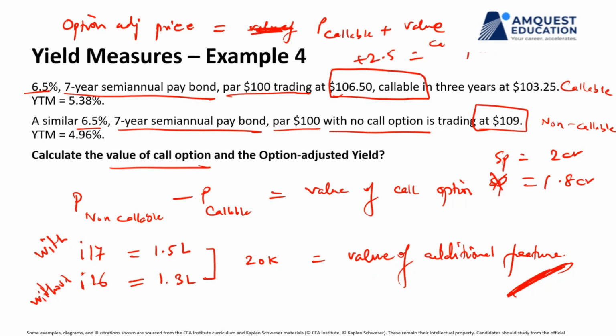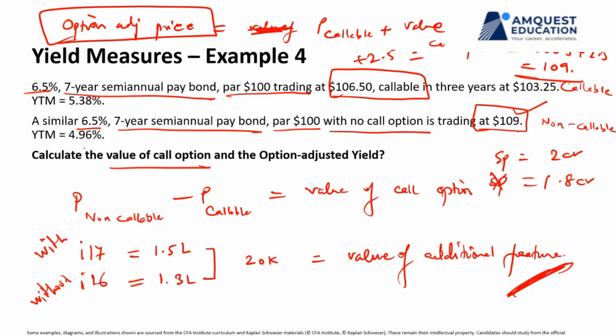So I'm going to say my price of callable bond is 106.5. Value of call option is 2.5, and therefore this becomes 109. So an option adjusted price is 109. Now what is an option adjusted price? This is the price of a bond if it had no call option. Okay. And if it had no call option, a $109 bond is trading at a YTM of 4.96%. So the option adjusted yield should be 4.96%.